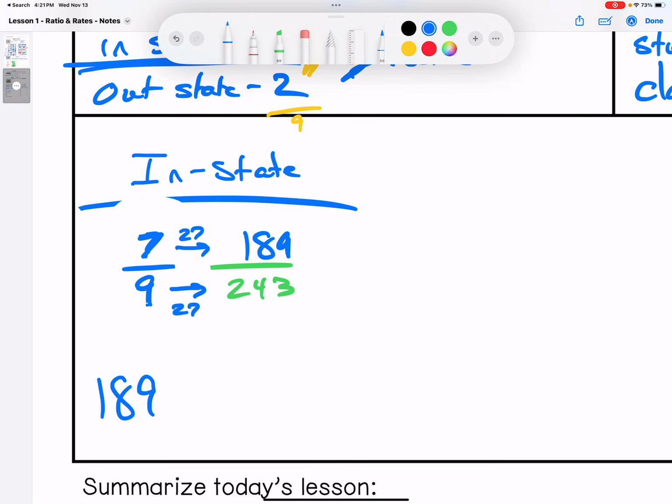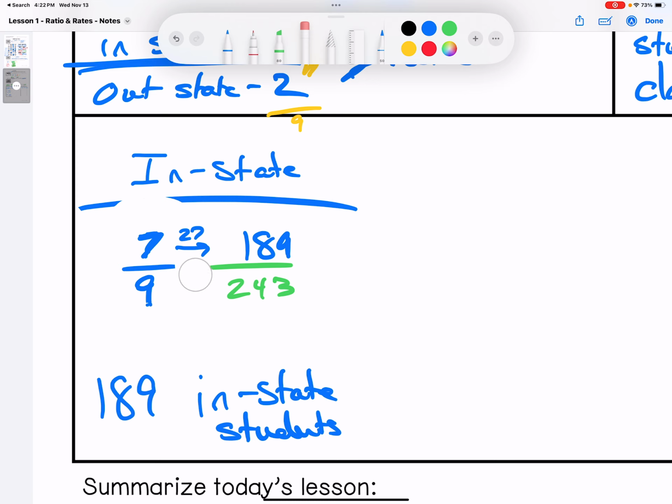So 189 in-state students. Now, if I know the in-state students and I know the total, can I not subtract to get the out-of-state? I sure can, but let's not talk about the out-of-state just yet. Let's talk about another way to do this.